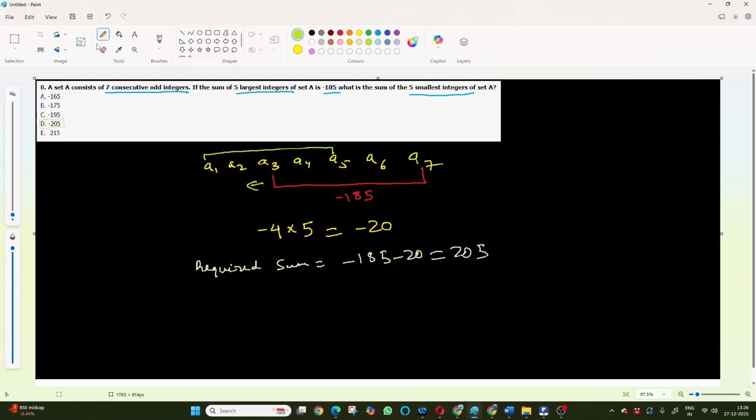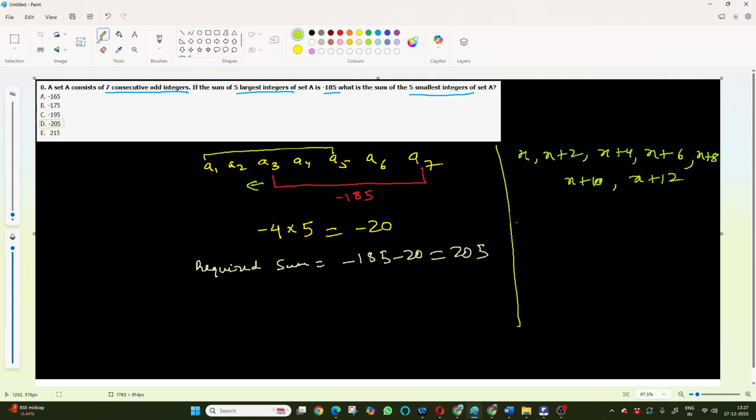All right, another way that generally people solve this is a smart way to solve it, if you understand what is happening. But another way is you simply take the first term as x, then x plus 2, then x plus 4, x plus 6, x plus 8, and so on. So you have x plus 10, and then x plus 12. These are the 7 terms. And the five largest terms start from x plus 4 to x plus 12.